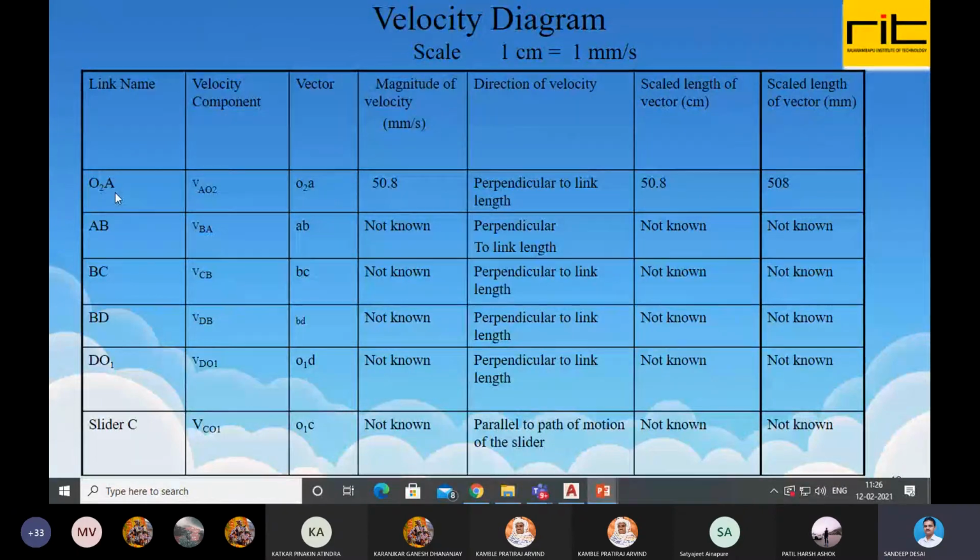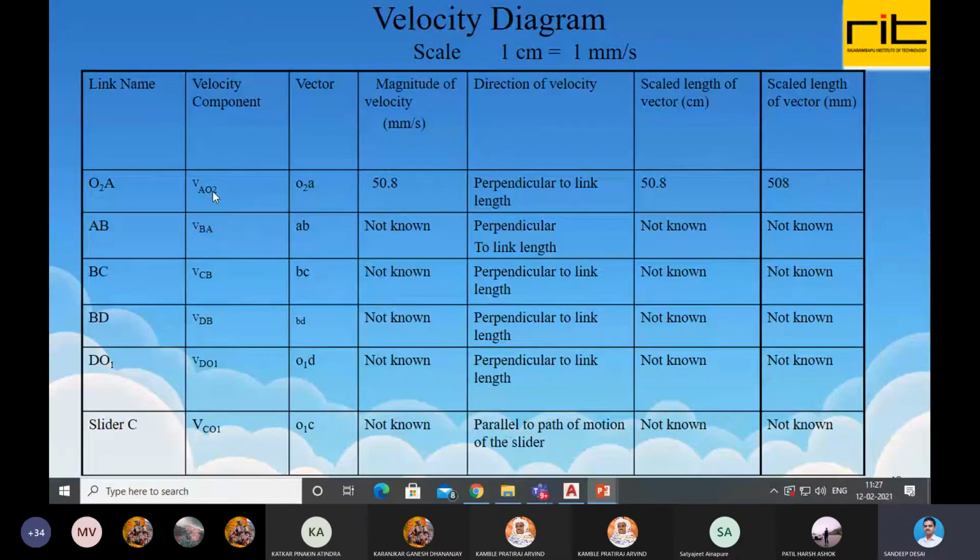These are the links O2A, AB, BC. AB and BC I have written as two links because there is one point in between on the line, that is B. AB, BC. So that is actually link AC. Then BD, DO1 and slider C. These many links are there.